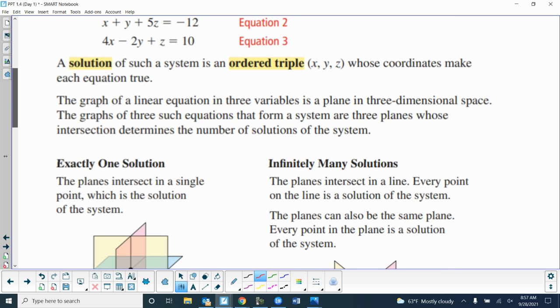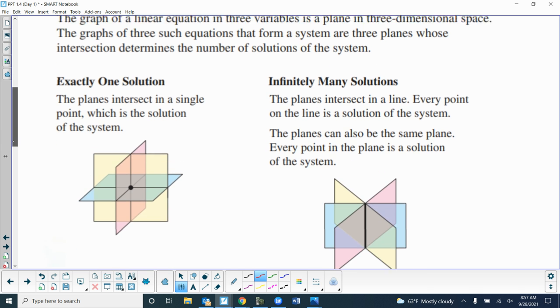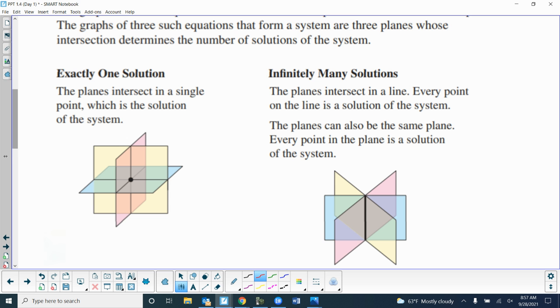The graph of a linear equation in 3 variables is a plane in 3-dimensional space. So it's like 3-dimensional stuff. I'm not going to make you guys do that, but just want to show you this. It says the graphs of 3 such equations that form a system are 3 planes whose intersection determines the number of solutions of the system. If you have exactly 1 solution, this is how your 3 planes are going to intersect. They're all going to intersect at that one point there in the middle where that black dot is.